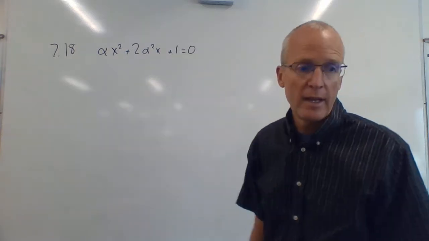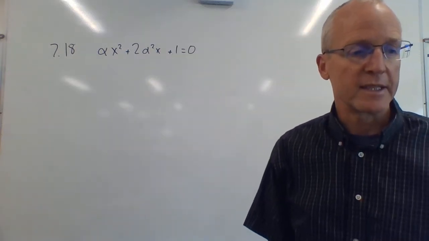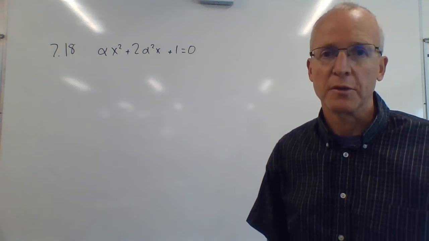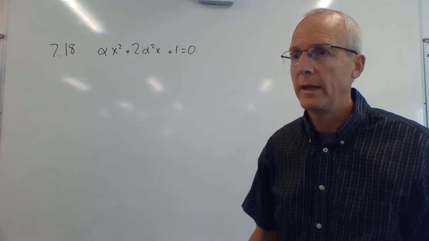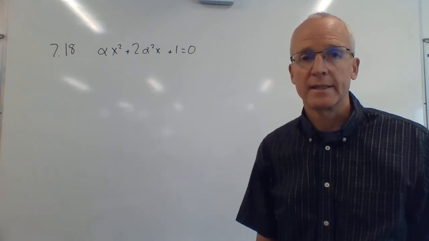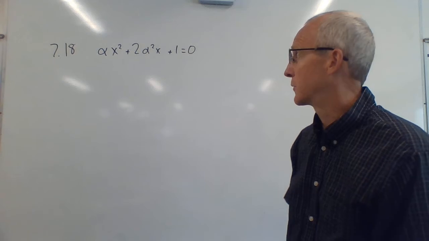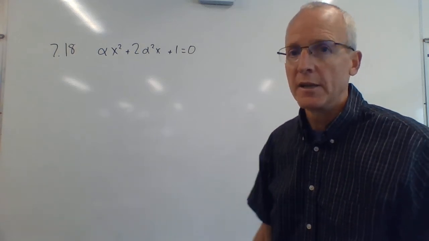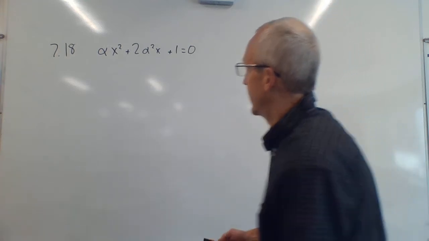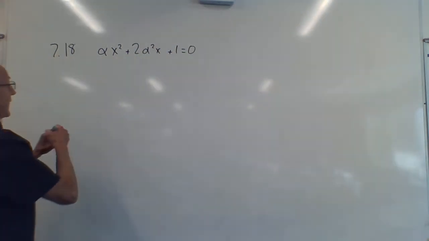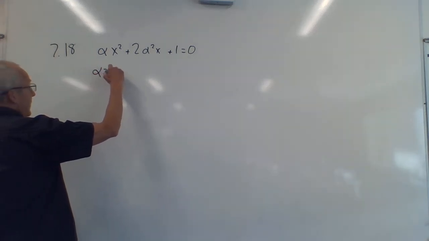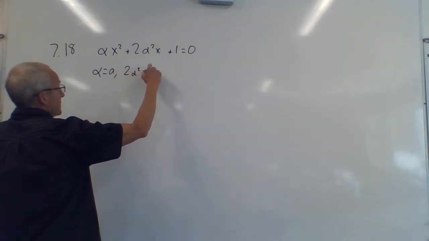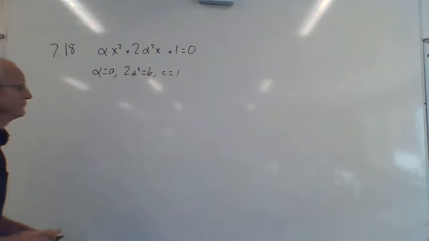They give you this equation, and they say find the values of x that make it true, and then find the values of alpha that make it true. So it's just practice with the quadratic formula. If we're looking for alpha, we pretend x is a constant. And if we're looking for x, we pretend alpha is just a constant. So let's say we're looking for x. Then alpha would be a, and whatever's in front of the x would be b.